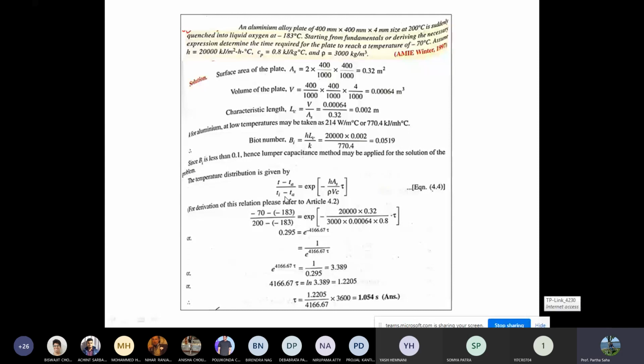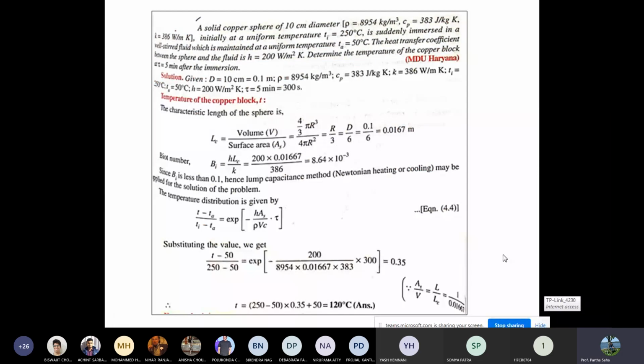You can write T minus T-infinity over Ti minus T-infinity, this much. Now the liquid oxygen is at minus 183, so the ambient temperature will be minus 183. And you have to determine the time when it reaches minus 70 C, right? So T will be minus 70 C, and initially it was 200 C. So you can see it is minus 70 minus 183, 200 minus 183. This is very useful. Then you write all the expression and solve for tau, 1.054 seconds. See how quickly the aluminium reaches minus 70 C, right? How quick? 1 second, 1.05 seconds.